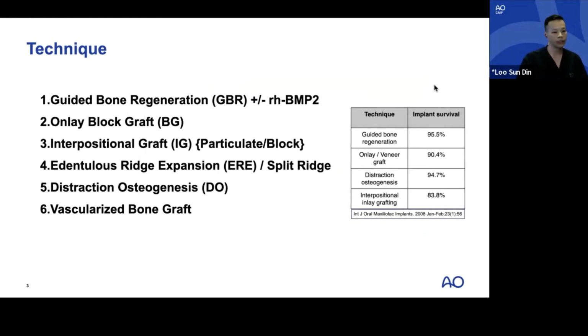We have the interpositional graft, which works really well in vertical augmentation, where a segment of the crestal bone is separated from the base using either a saw or a piezo and lifted up superiorly, and particulate or block bone graft is inserted in between, with coverage of mucosa afterwards.